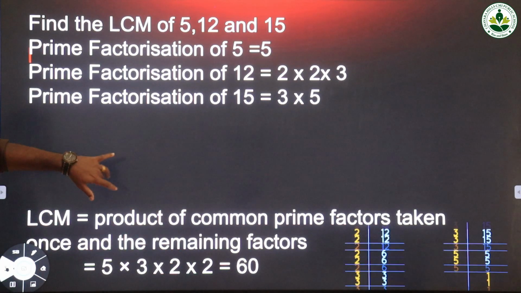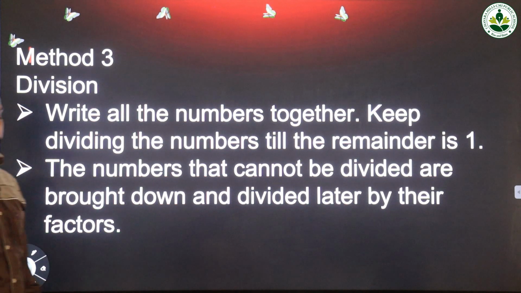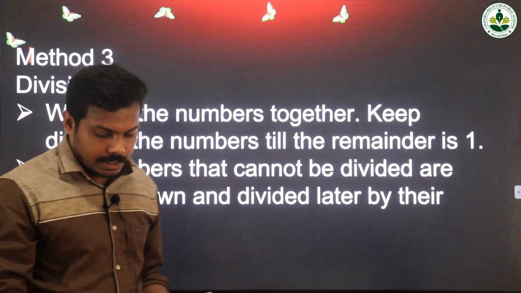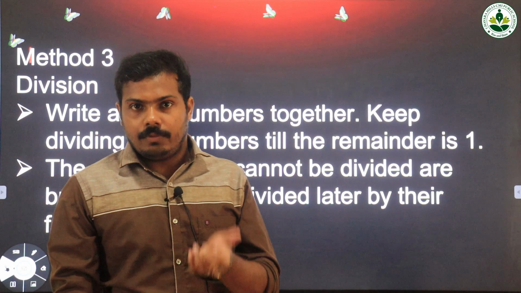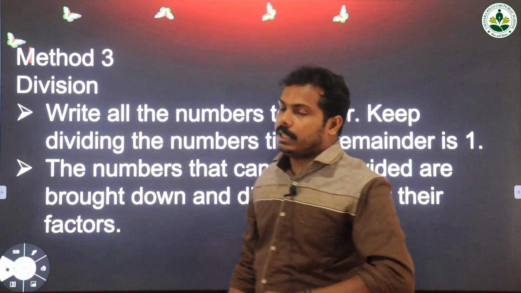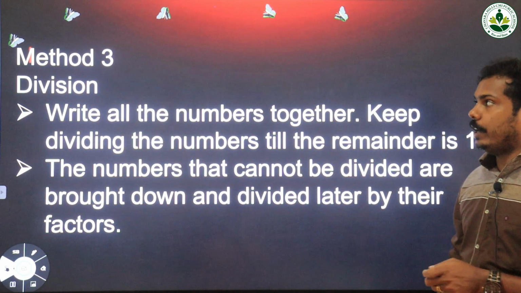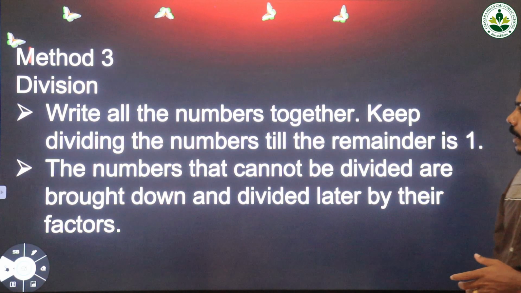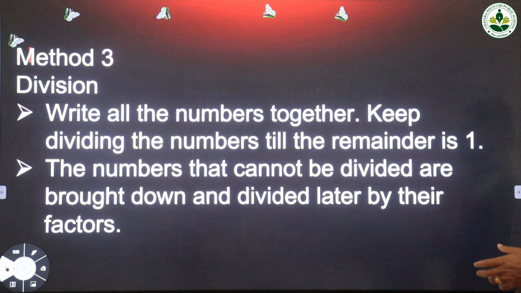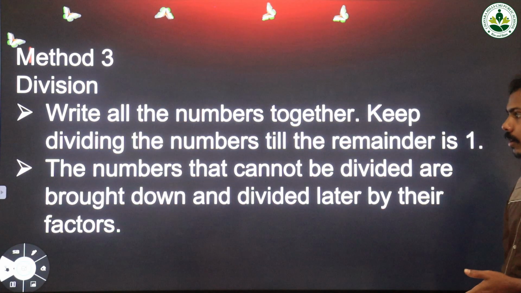So we move to the next, third method, that is the division method. And from now onwards we are using this method to find the LCM. We use the third method, the division method, to find the LCM. I will find the LCM using the division method. The first step is to write all the numbers together. Keep dividing the numbers till the remainder is 1.